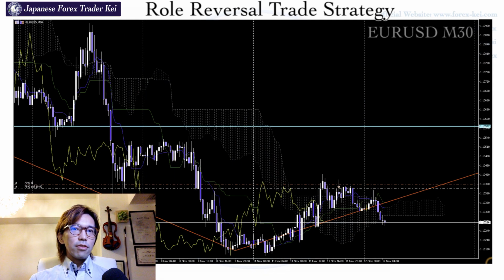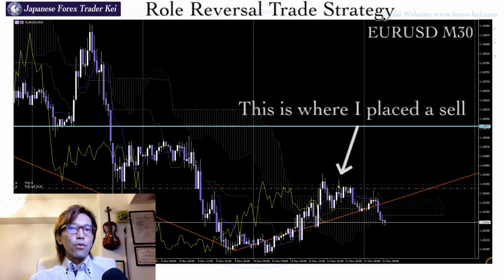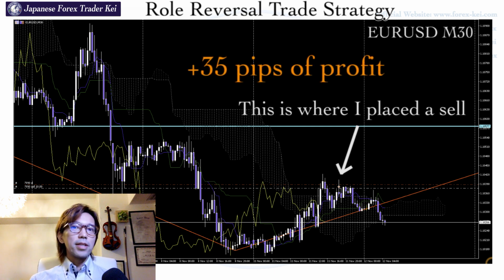Alright, this is the Euro Dollar on the 30-minute time frame, and right here is where I placed a sell, making about 15 pips of running profit when I took this screenshot. Actually, the price kept going down afterwards, and eventually I got about 35 pips of profit from this trade.